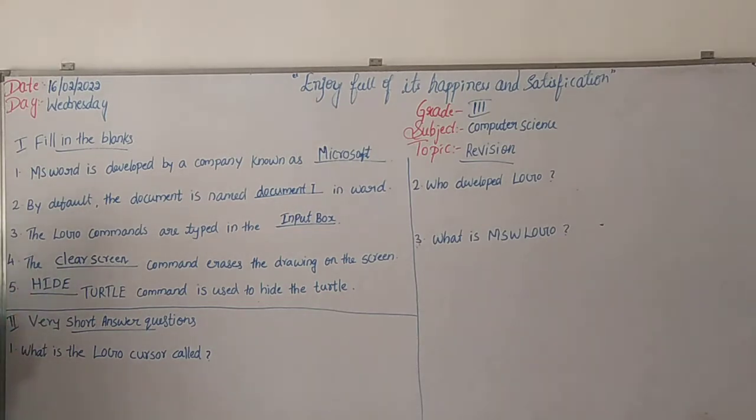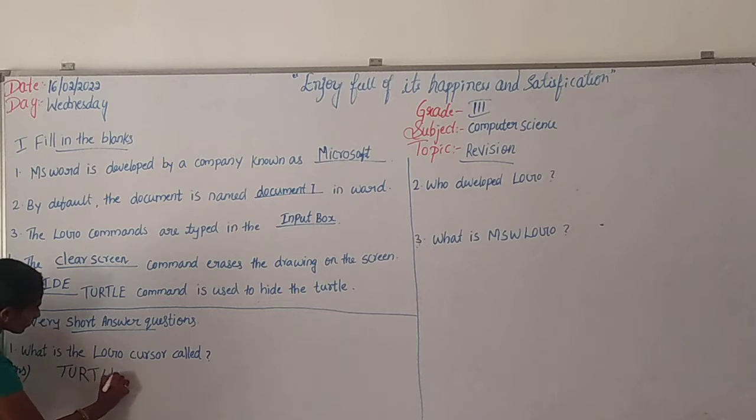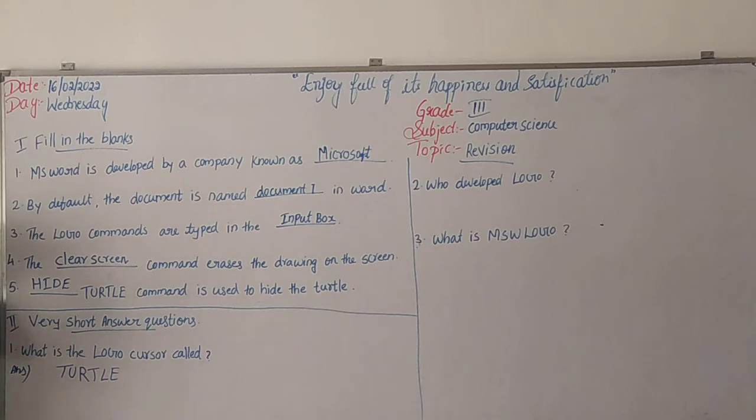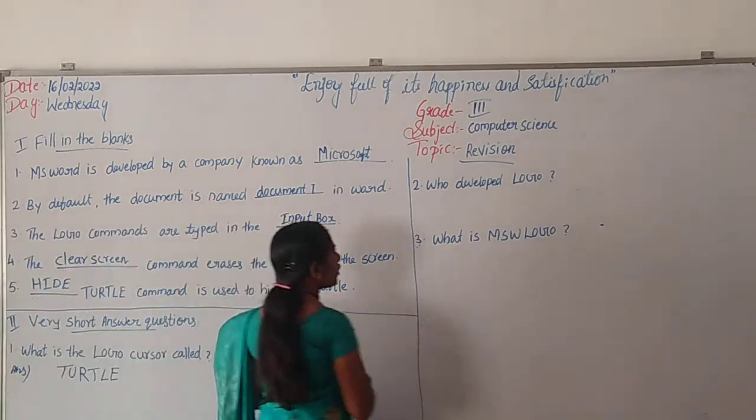Then next we have very short answer questions. First, what is a dog of whose body? See here, it has a fill. You can see and write. I have written. But you want to learn, okay? Which capital letter do you want to write? Capital letter you want to write, okay? Understood? What is the Logo cursor? Logo cursor is called turtle. Then next step. Who developed Logo?